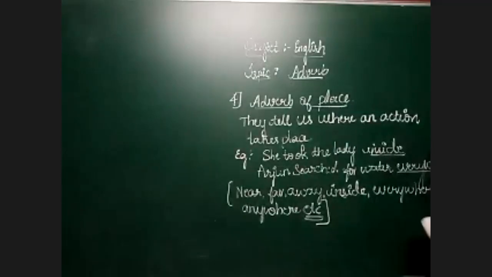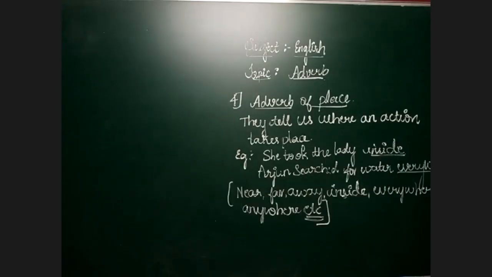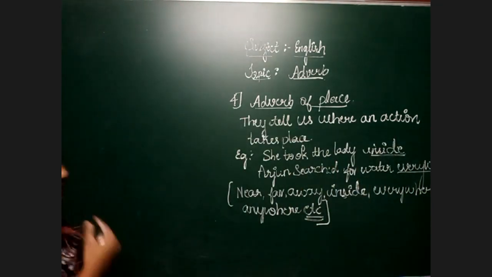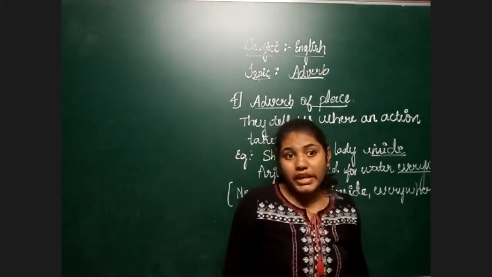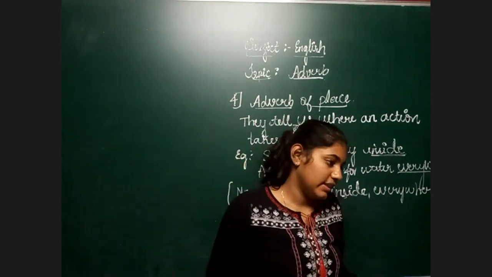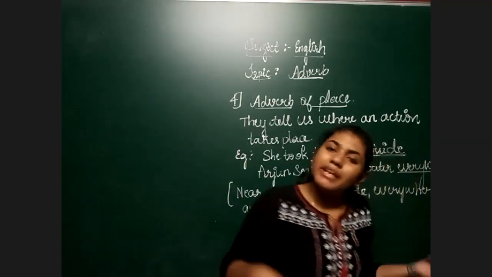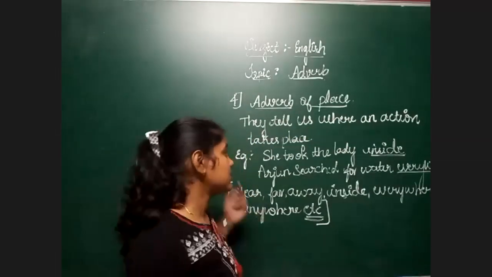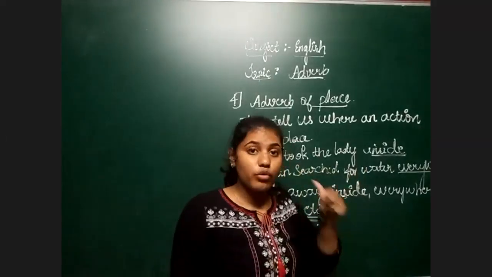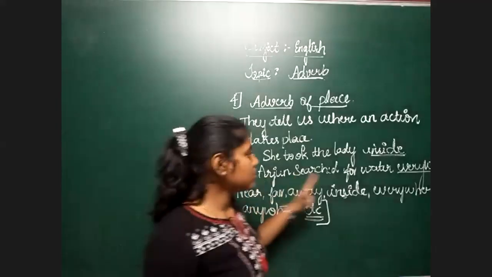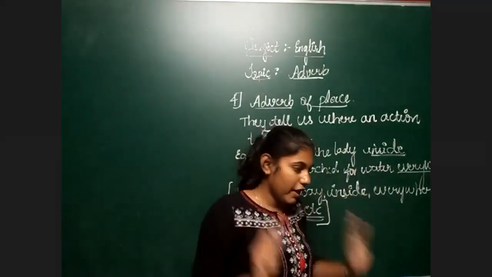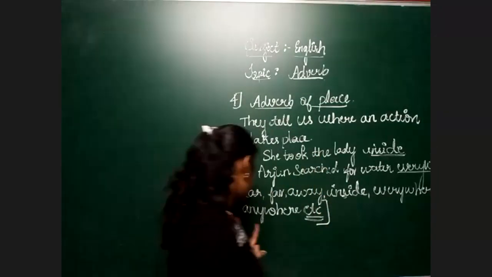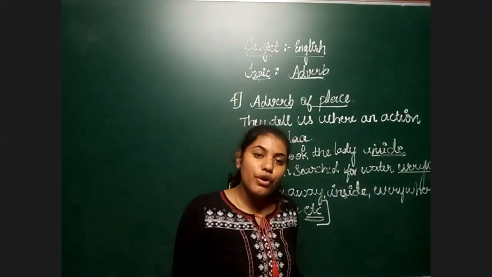Can you look at this, guys? Okay, the fourth type of adverb is adverb of place. What do they tell us about? They tell us where an action takes place, that is inside, outside, everywhere, like that. An adverb of place is the same like a preposition. Yes, very good. They tell us where an action takes place. Example: she took the lady inside. What is the place there? Inside. And then Arjun searched for water everywhere. Look at that. Near, far, away, inside, everywhere, and anywhere are some of the examples.